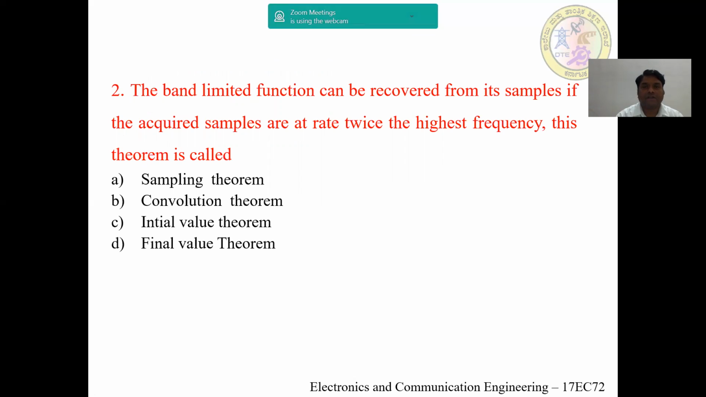The band limited function can be recovered from its samples if the acquired samples are at rate twice the highest frequency. This theorem is called sampling theorem, convolution theorem, initial value theorem, final value theorem. The answer is sampling theorem.